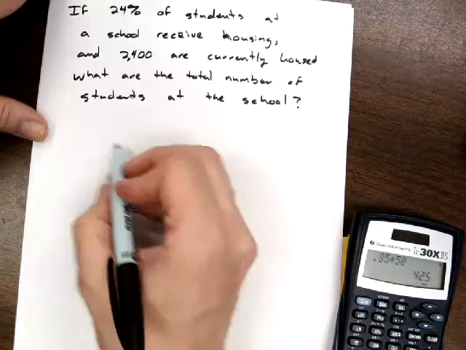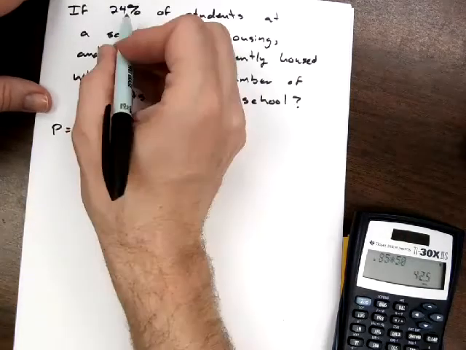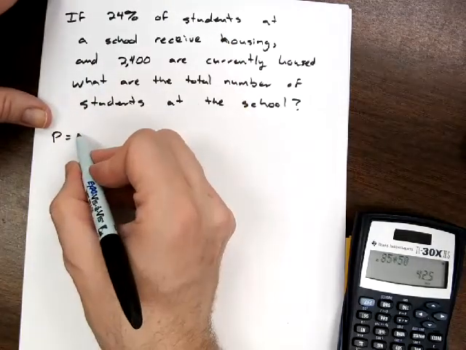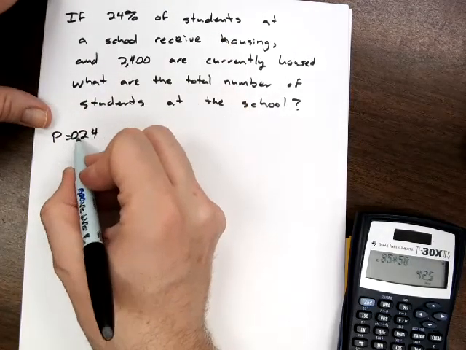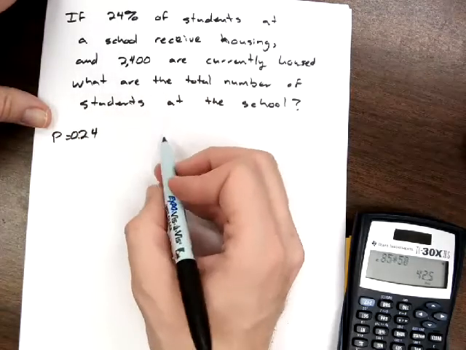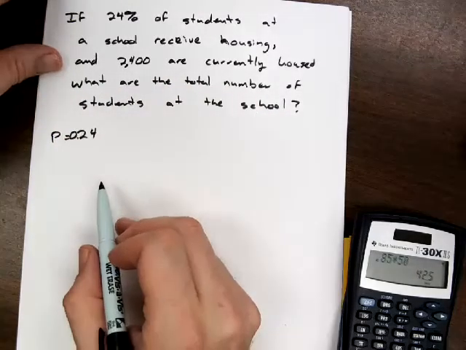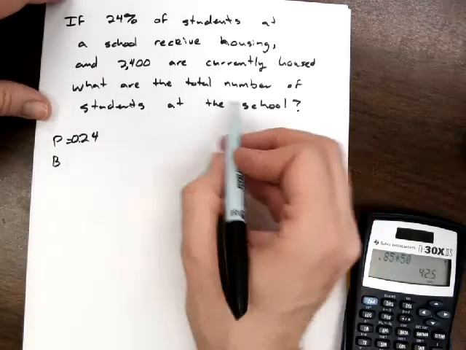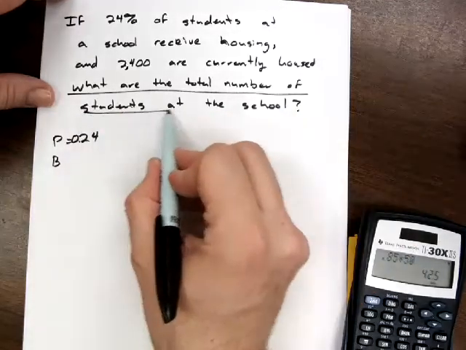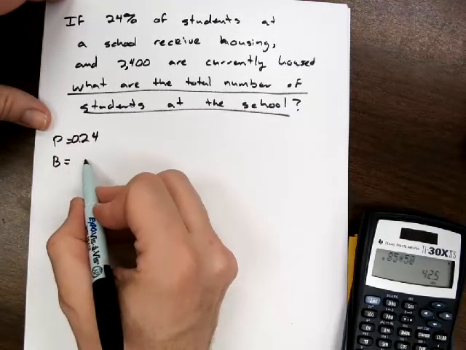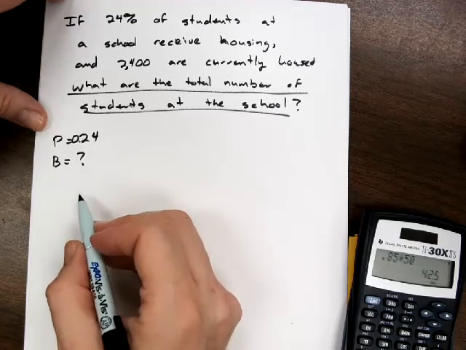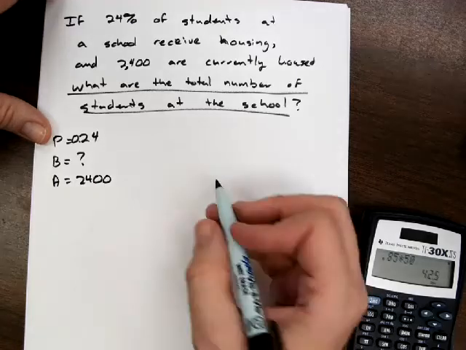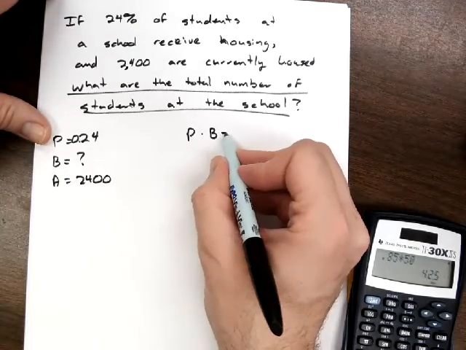Well, here we clearly have a percent. Whenever you see that percent symbol or hear the word percent, that's telling us what that is. That's 24%. Well, that's 0.24. And then we're told how many are getting that. And it says, what is the total number of students at the school? That tells us that we're looking for our base. We don't know what that total base is, but we know the amount. The amount is 2,400. Well, percent times our base is equal to that amount.